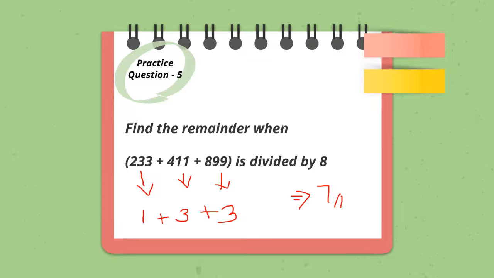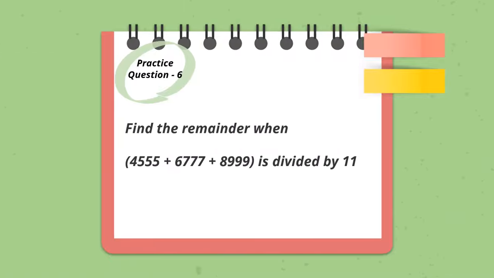Moving towards the next question. Again, I hope you remember. 4,555 divided by 11 left remainder 1. 6,777 again left remainder 1. 8,999, the remainder we got is 6. So exactly, we do the addition in between. So 6 plus 1 is 7, 7 plus 1 is 8, and that's the direct answer. So on adding all these numbers and then dividing by 11, the required remainder is 8.